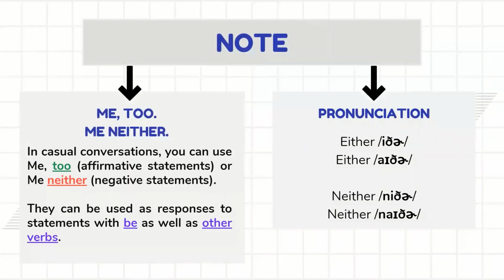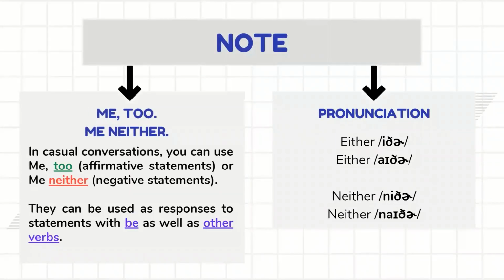There are two important things that we have to mention. Me too and me neither. When you use them in casual conversations, you can use me too for affirmative statements or me neither for negative statements. And they can be used as responses to statements with be as well as other verbs.